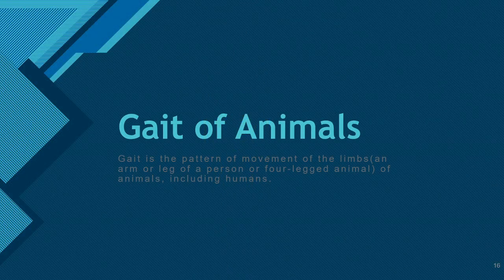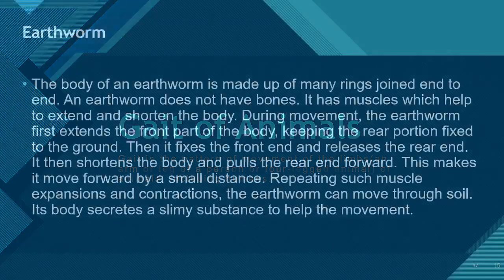The next we have is gait of animals. Now what do we mean by gait? Gait is the pattern of the movement of the limbs, an arm or leg, of a person or four-legged animal. Limbs means an arm or a leg. So the definition is: gait is the pattern of movement of the limbs of animals including humans. So how do we walk? How do we run? That we will see in the gait of animals.